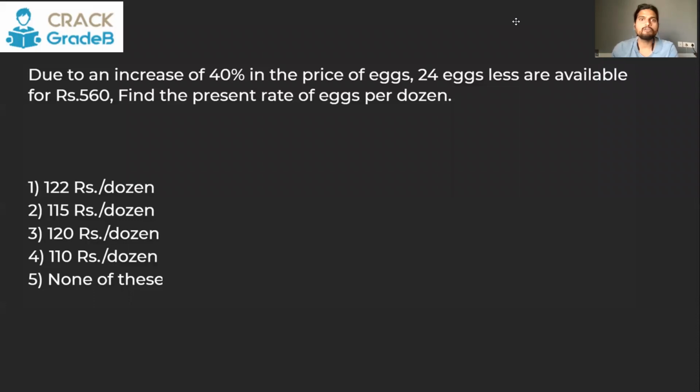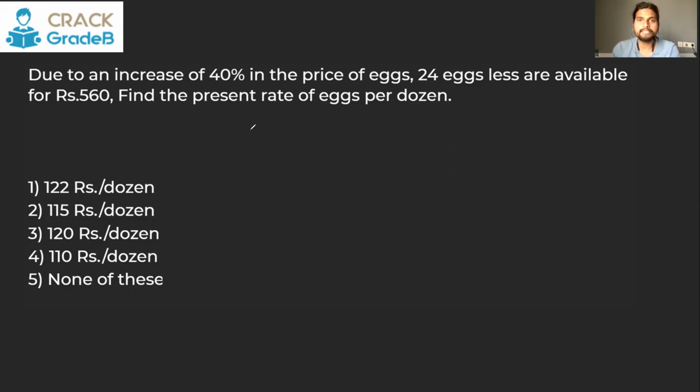Due to an increase of 40% in the price of eggs, 24 eggs less are available for 560. Find the present rate of eggs per dozen. So first we'll solve the question by making a normal equation, because making an equation is always better. If something new comes up, then only the equation helps us.